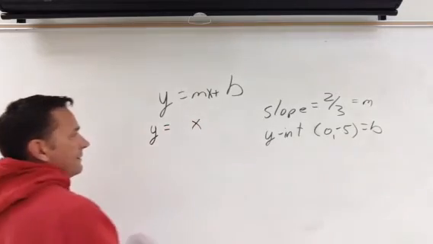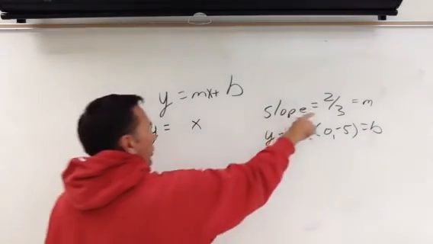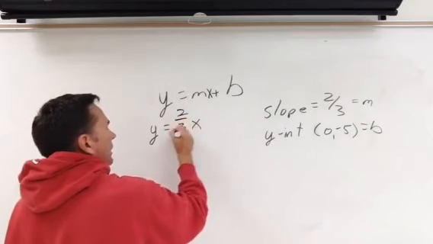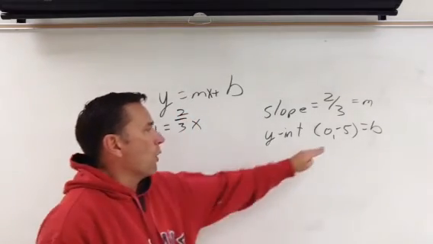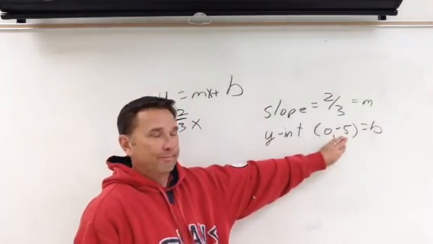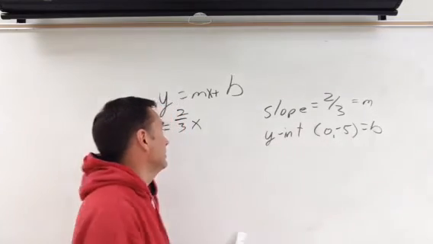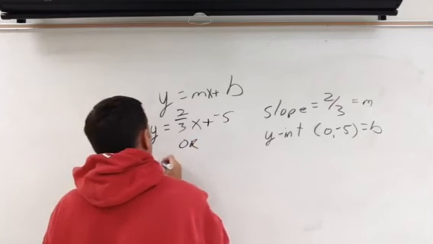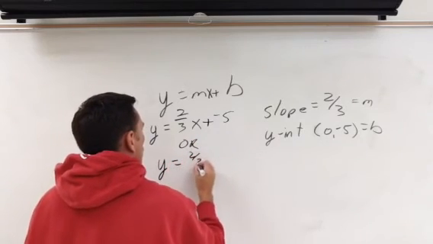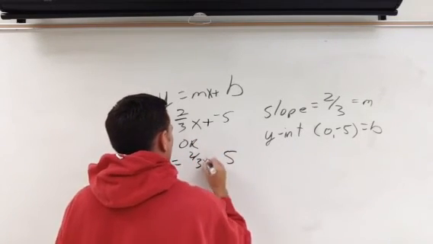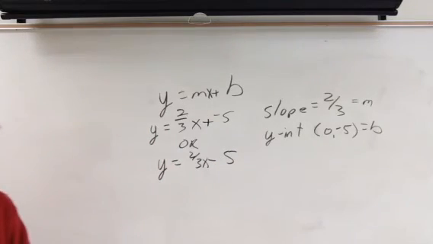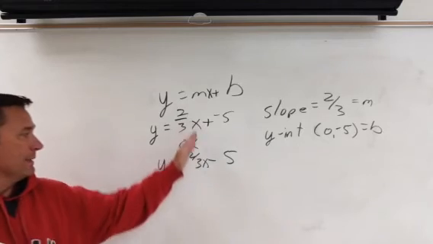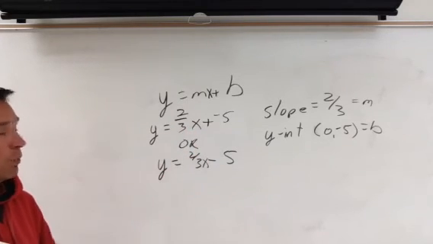The y's and the x's stay the same. The slope is 2/3, and for the point, we want to use the y part of the point, which is -5. We can write it as plus -5, or we can write it as y equals 2/3 x minus 5. Remember, we need to keep the x values in there. We need to keep the y values in there.